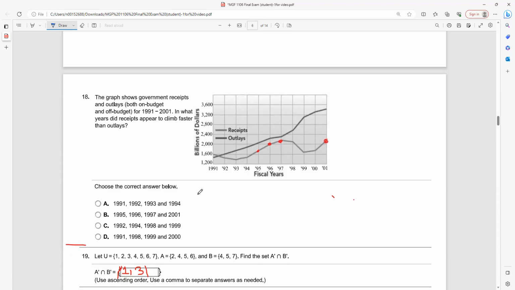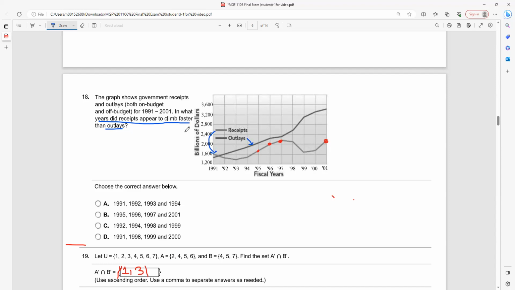So we want to know, when we're looking at this graph and we're looking at the shifts in the lines, the changes that occur in the line, when did it appear that there was a higher climb from the receipts to the outlays? The solid line, this blue line, the lighter line represents receipts, and this darker line represents outlay.